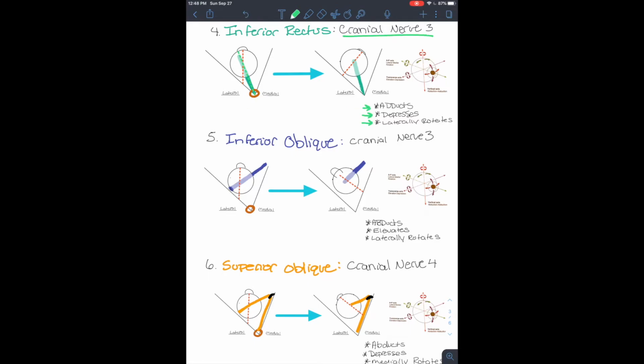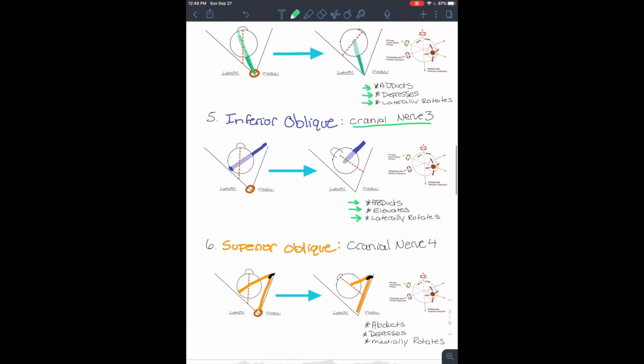The inferior oblique, which is innervated by cranial nerve 3, begins at the anterior portion of the orbit, and when it contracts, it abducts the eye, elevates, and laterally rotates. Additionally, the superior oblique, which is innervated by cranial nerve 4, begins at the common tendinous ring but travels through the trochlea, which causes the muscle to change direction, so that when it contracts, it abducts, depresses, and medially rotates.